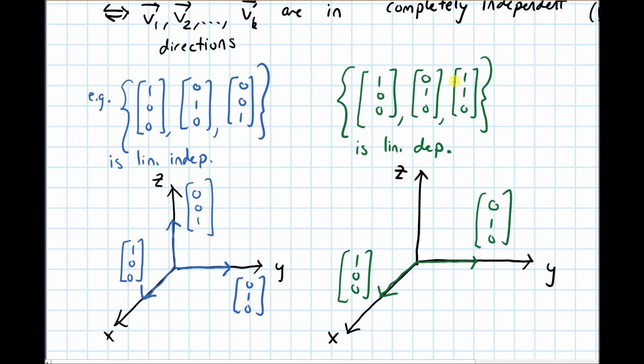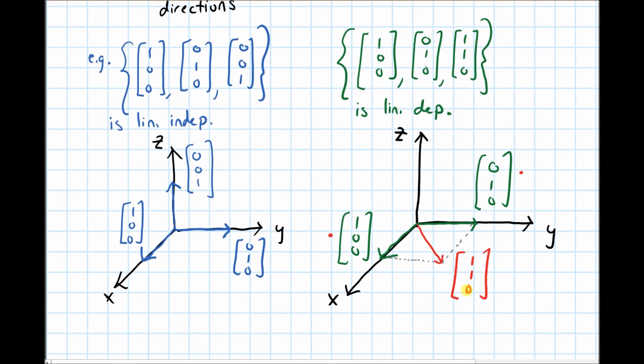But the third vector doesn't go outside of the xy plane, because the z component is 0. In fact, if I draw in that third vector, it goes 1 in the x direction, 1 in the y direction. This red vector is actually what I get if I take the first vector, take the second vector, and add them together. That's the vector (1, 1, 0). Conceptually, this red vector is not in a completely independent direction from the first two vectors, because it is in the span of the other vectors.